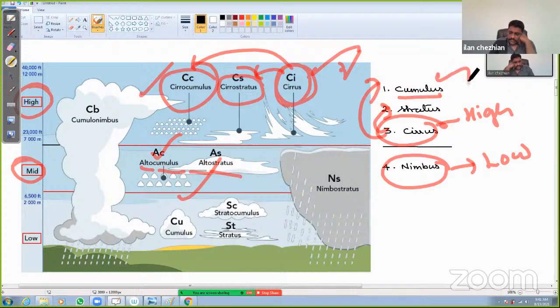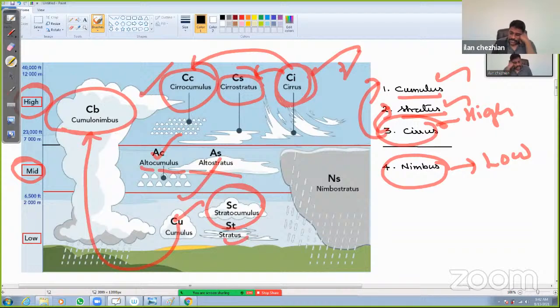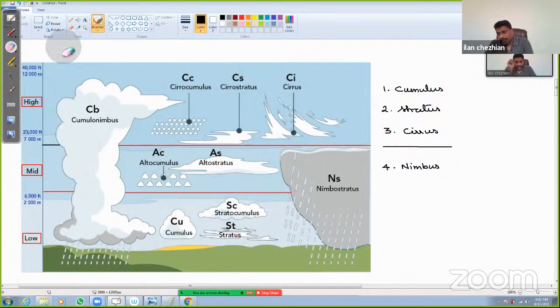Independent cumulus, independent stratus, and their combination. Cumulus becoming intensified as cumulonimbus, stratus becoming intensified as nimbostratus. Over. Correct. We now have an idea of 10 different types of cloud.